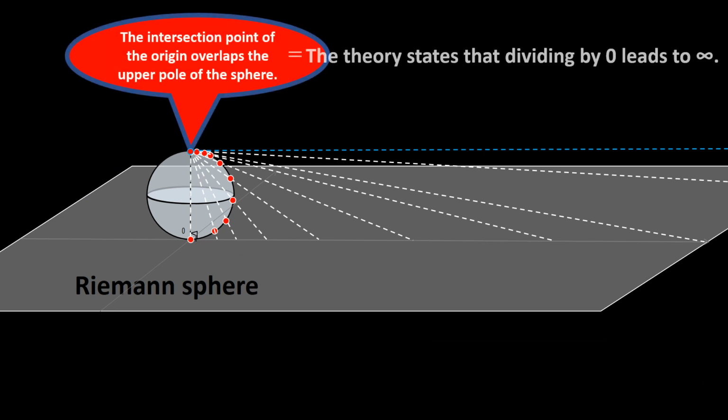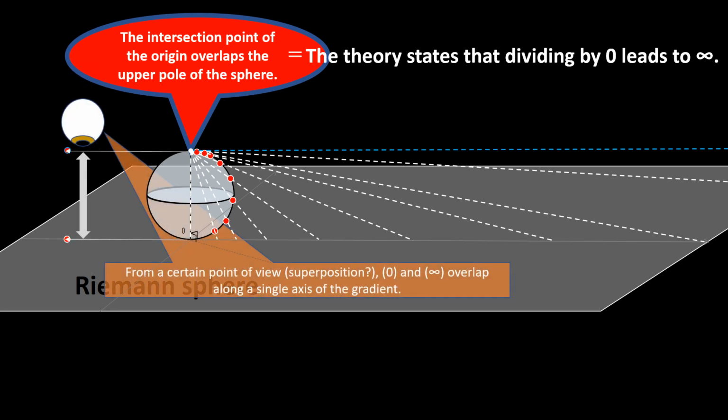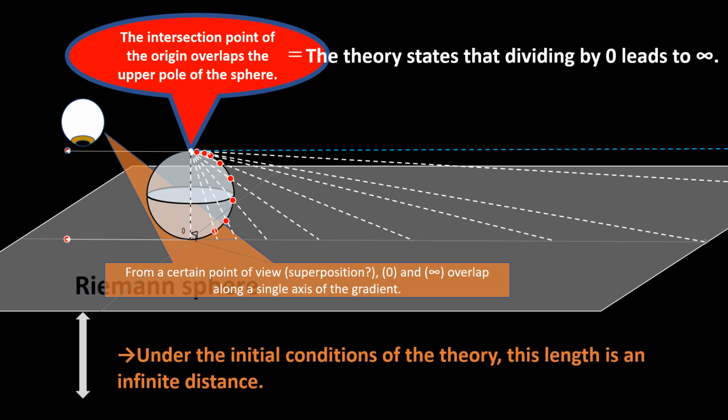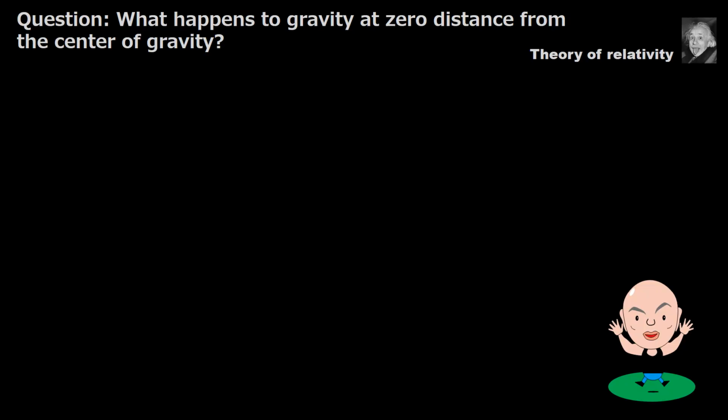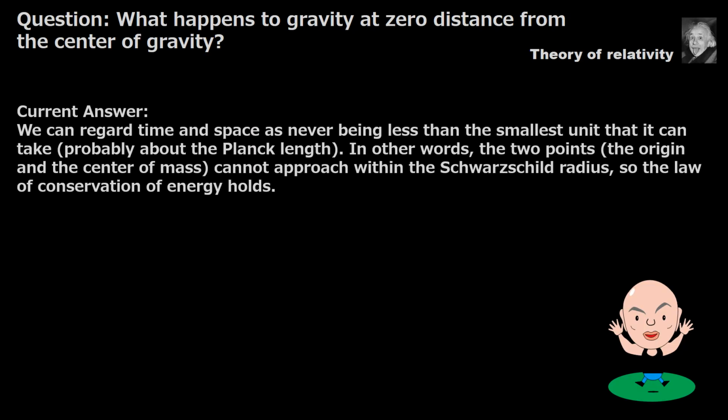The intersection point of the origin overlaps the upper pole of the sphere. The theory states that dividing by 0 is to infinity. From a certain point of view, superposition: 0 and infinity, all upon a single axis of the gradient. Under the initial conditions of the theory, this length is an infinite distance. If we read 0 division as infinity integration, we get multiplied by anything is 0 and therefore divided by 0 is divided by anything. Question: what happens to gravity at 0 distance from the center of gravity?